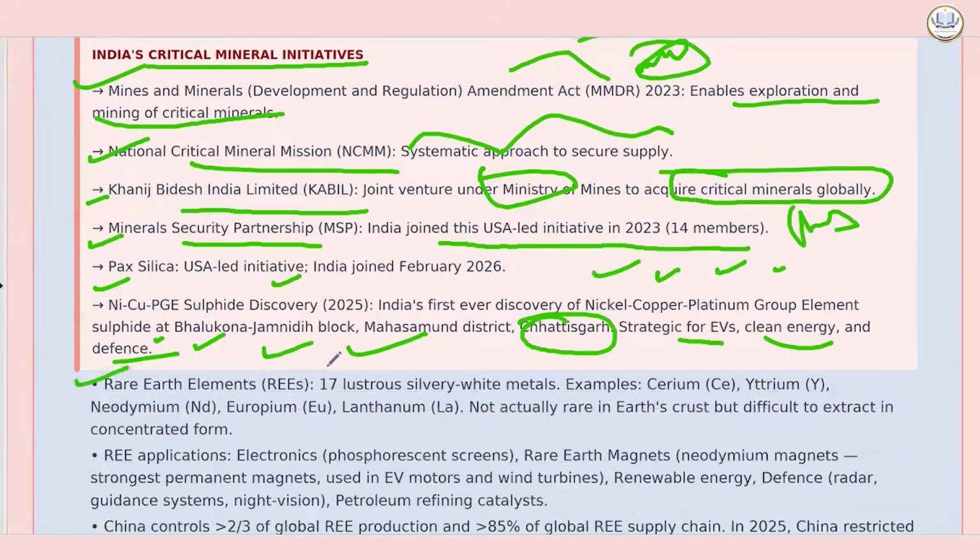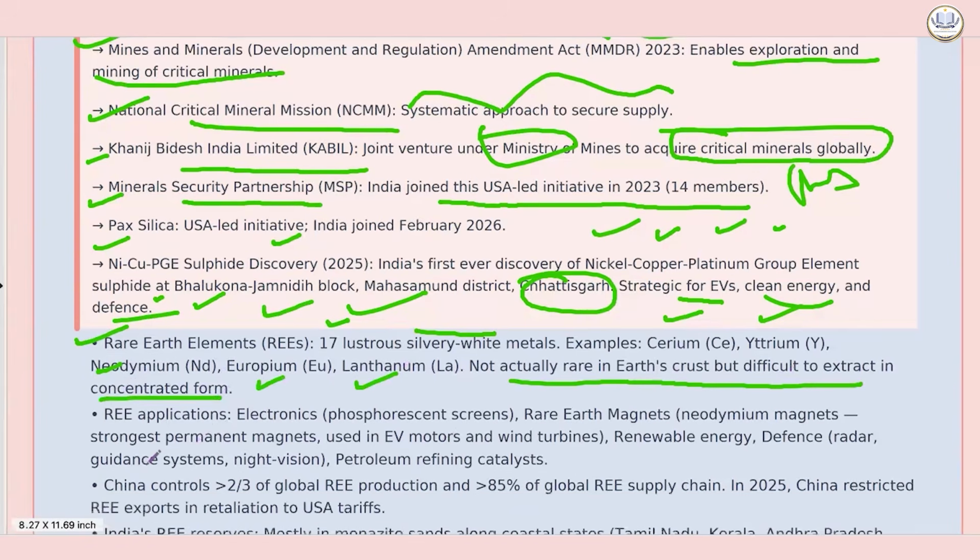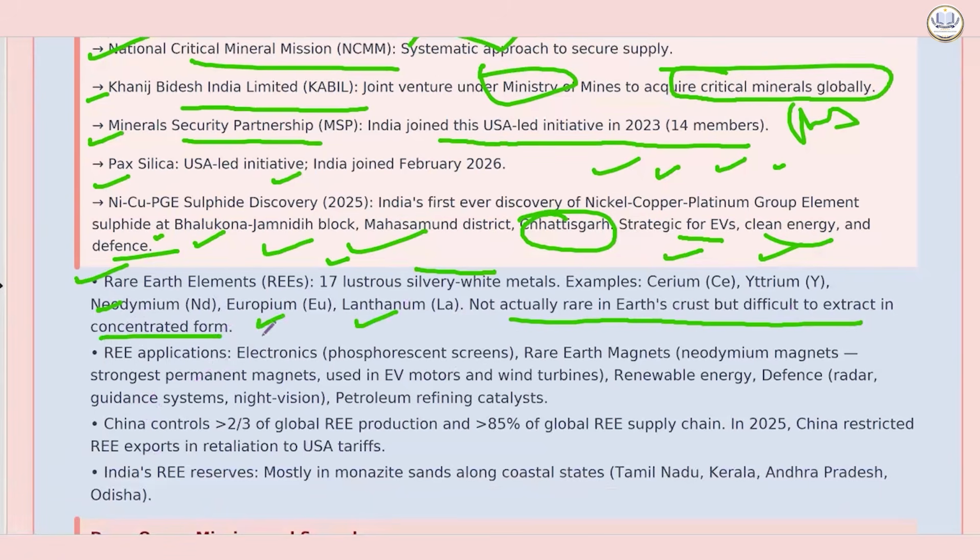Then rare earth elements. There are 17 lustrous silvery white metals. Examples are cerium, yttrium, neodymium, europium, lanthanum. They are not actually rare in the earth's crust, but difficult to extract in concentrated form. The applications: it is used in electronics, for phosphorescent screens. We use it in rare earth magnets, that is neodymium magnets, the strongest permanent magnet, which is used in EV motors and wind turbines. Crucial for renewable energy. For defense, it is used in radar and guidance systems, night vision, and as a petroleum refining catalyst.